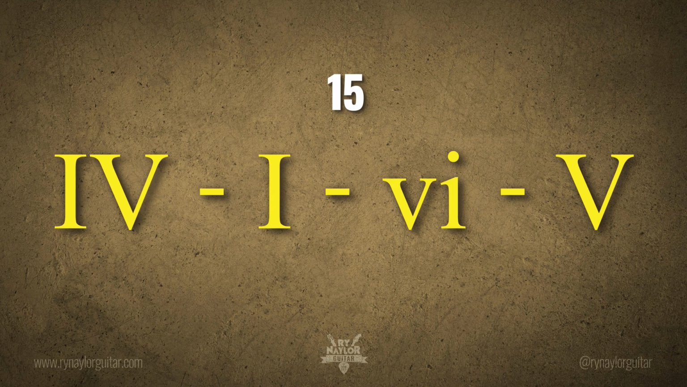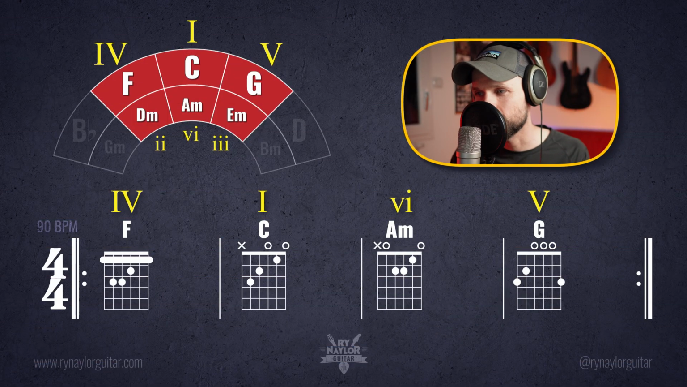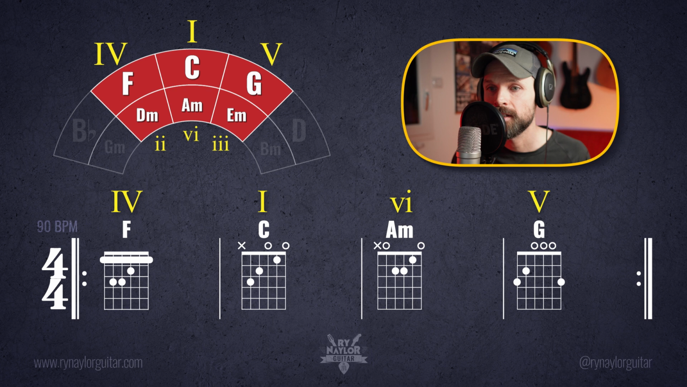Another great one here is the 4-1-6-5. So the 1 chord is coming in measure number 2. This is heard in songs like Fast Car by Tracy Chapman, Learning to Fly by Tom Petty, even Wheels by Foo Fighters. This is the 4-1-6-5.